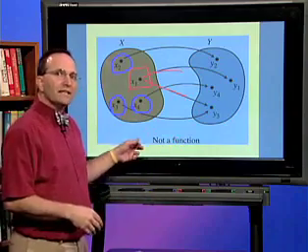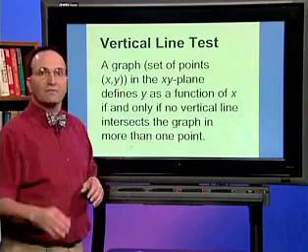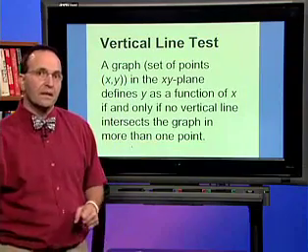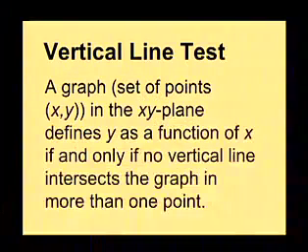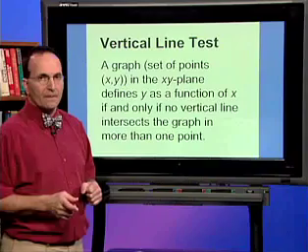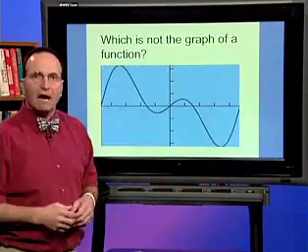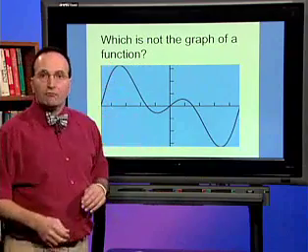Now, the great thing is there is a test to determine whether a graph is that of a function. It's called the vertical line test. A graph, that is a set of points x comma y in the xy plane, defines y as a function of x if and only if no vertical line intersects the graph in more than one point. Of course, the best way to take a look at this is to look at some graphs. So, which is not the graph of a function?